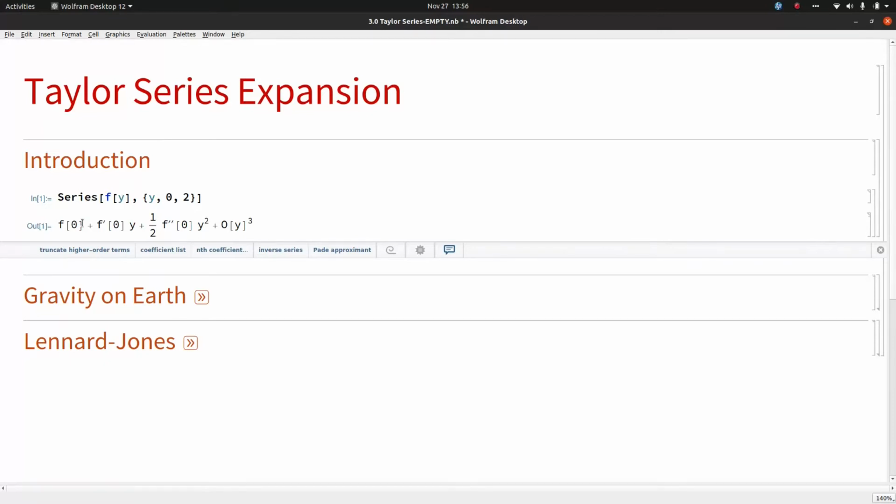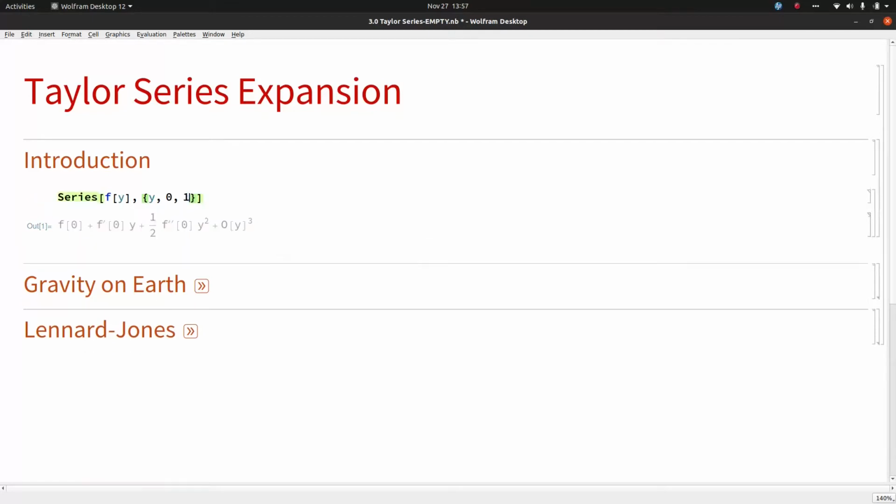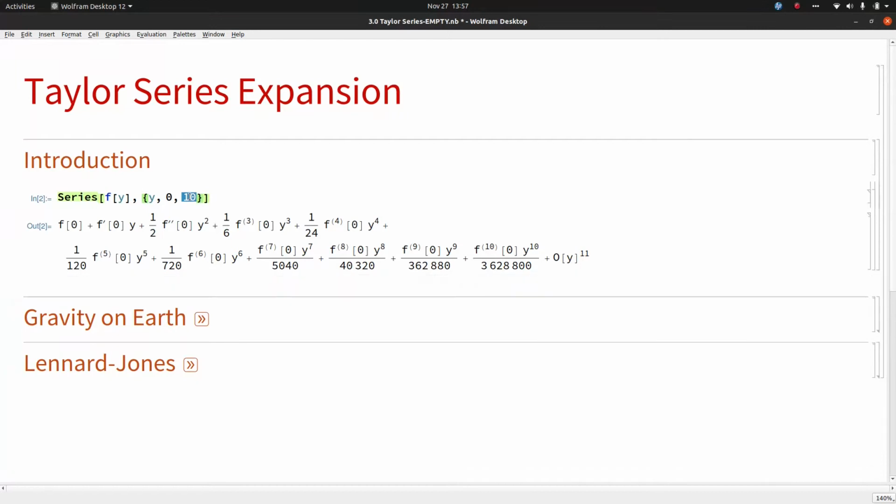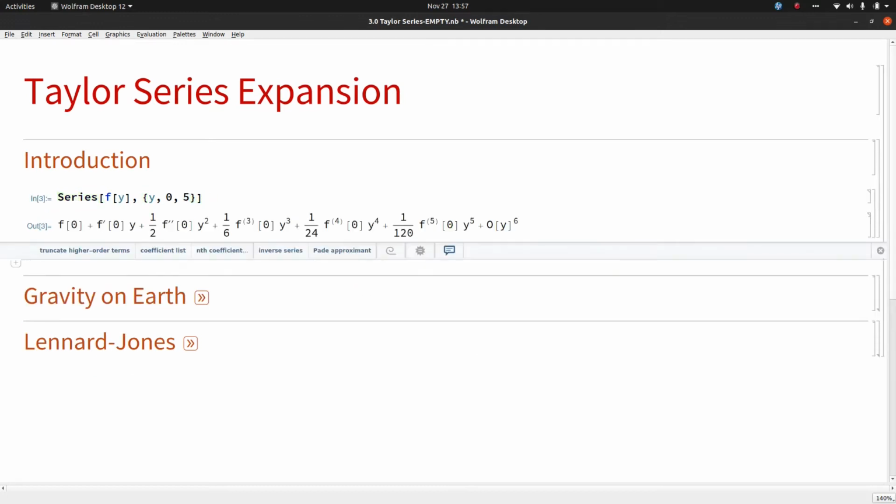You approximate f of y near 0 as being f of 0 plus the first derivative at 0 times y plus 1/2 the second derivative times y squared, etc., etc. We can, of course, expand this to an arbitrarily large number of higher order terms. We can truncate it wherever we like.